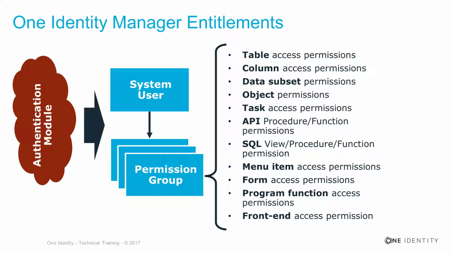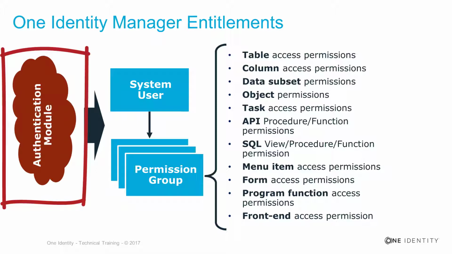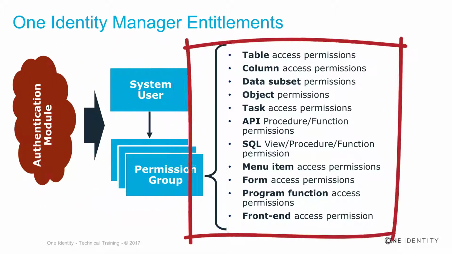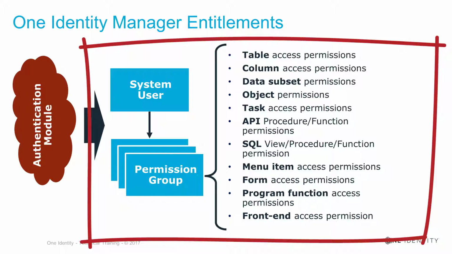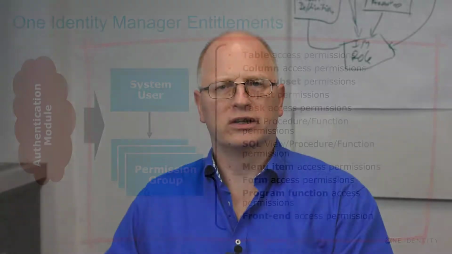Last but not least, if you look at the screen, on the left side are our authentication modules. We saw a lot of them in the first part of the video series. In this second part, we will look at the right side. And as you can see, our old friends, the system user and the permission groups, are again important. Because of that, let's start with these two objects, system user and permission groups, and figure out how we can use them.